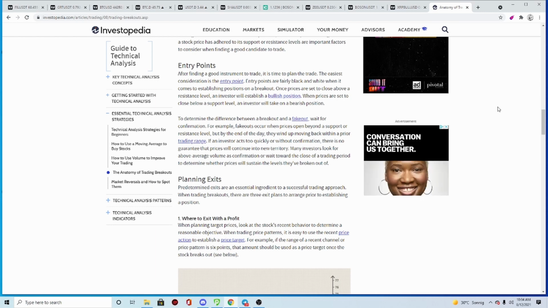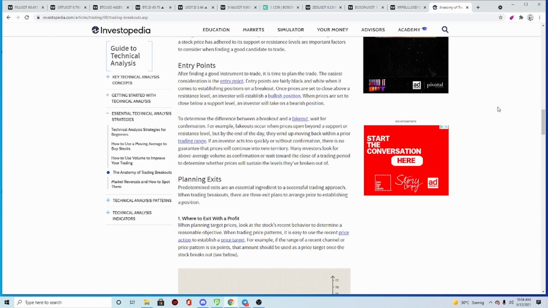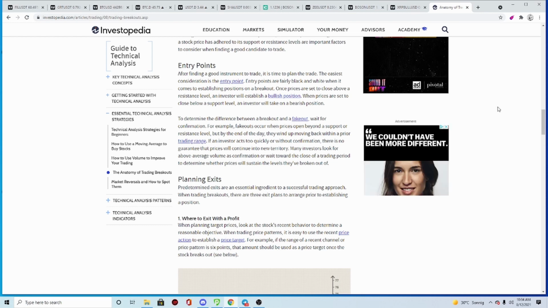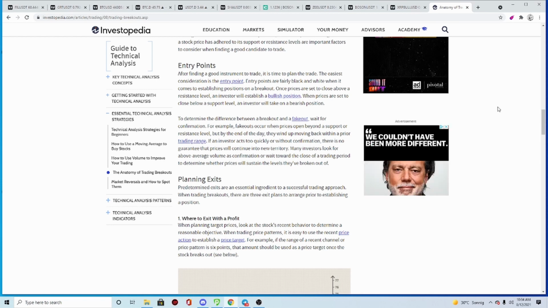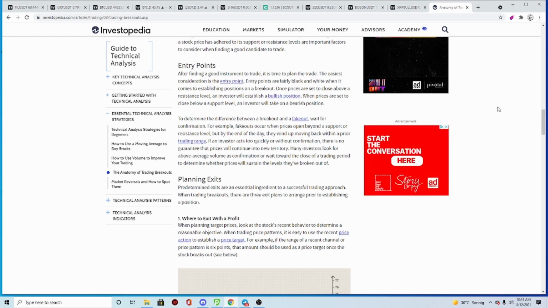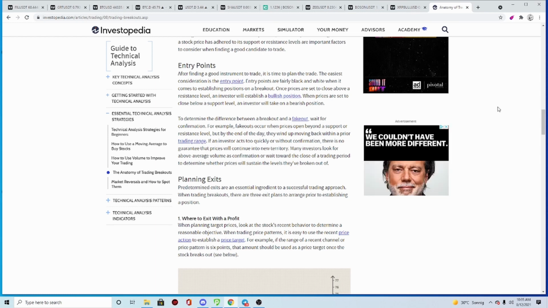Now, by the end of the day, they wind up moving back within the prior trading range. If an investor acts too quickly without confirmation, there is no guarantee that the prices will continue into new territory. Many investors look for above average volume as a confirmation or wait toward the close of a trading period to determine whether prices will sustain the levels they have broken out of. And that's also very, very important, okay?